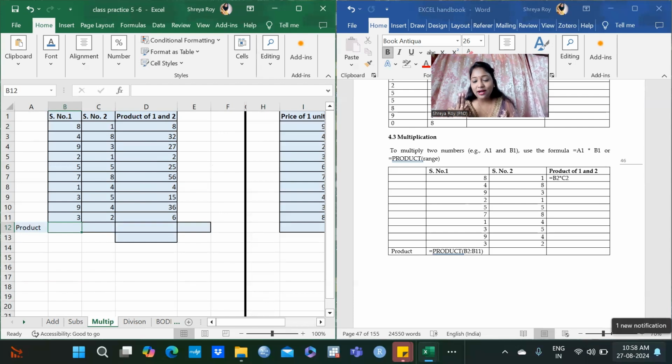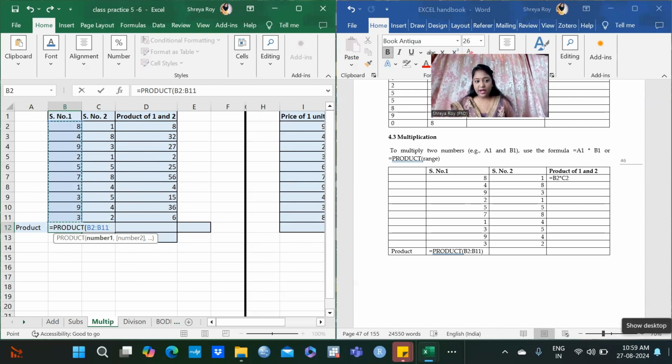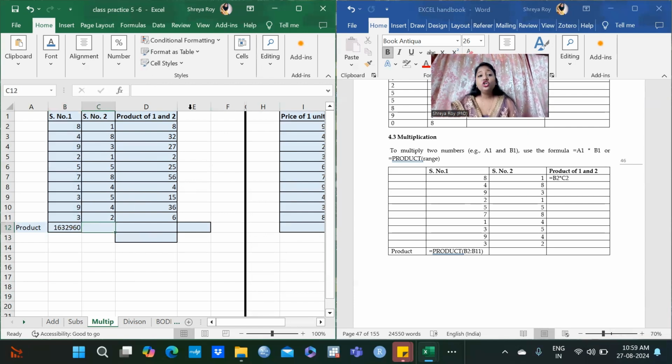Now let's learn the next method. The second method for multiplication is equal to PRODUCT, open bracket, select all the numbers you want. Select and drag, close and enter. Okay. So a thing which many of my young students face problem with is understanding how to select and drag. One is select and drag to select the cells, and the second method is to select and drag to repeat the formula.